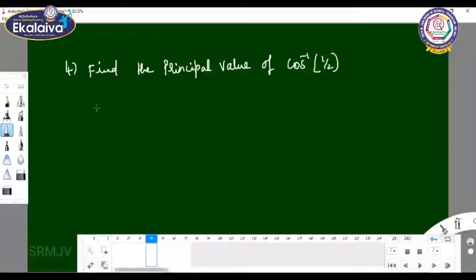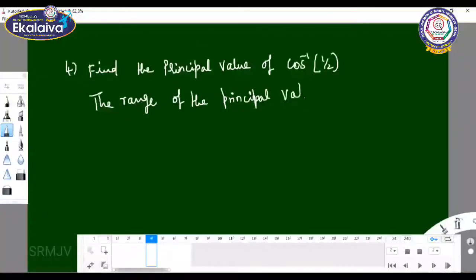Fourth sum. Find the range of the principal value of alpha equals cos inverse of x. What is the range? The range of the principal value of cos inverse of x is the closed interval 0 comma pi.